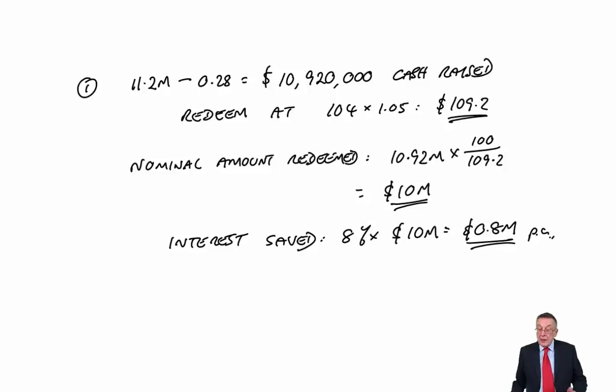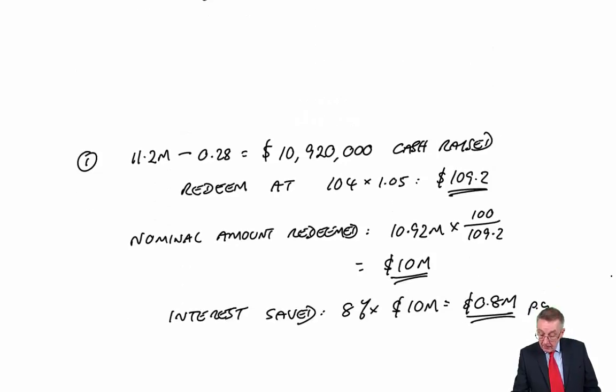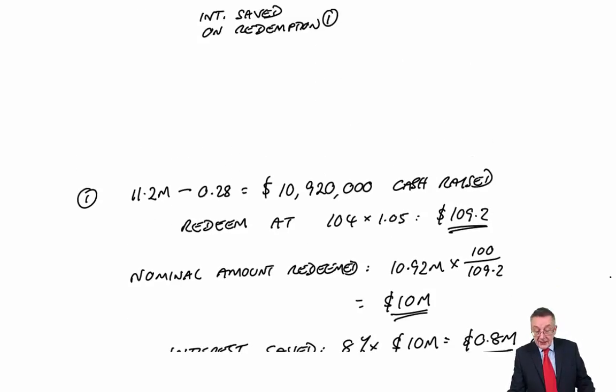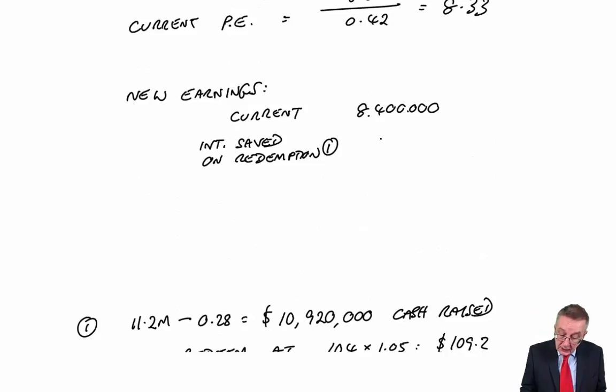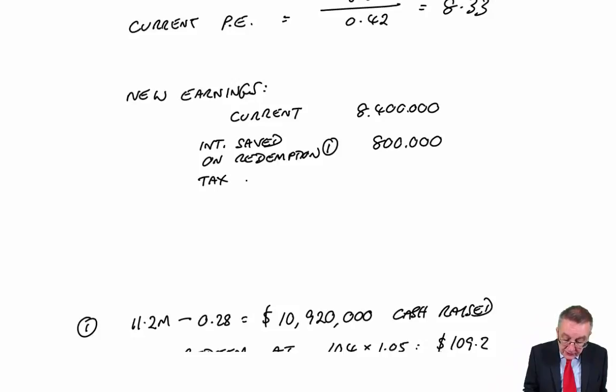Well, now I can go back to the schedule I'd started. Currently, earnings are 8.4 million. Because we're paying out less interest, the earnings will go up by the 800,000 a year that we save. But, of course, the pre-tax earnings will go up by 800,000. But as a result, there'll be more tax payable. So the extra tax on the interest saved.